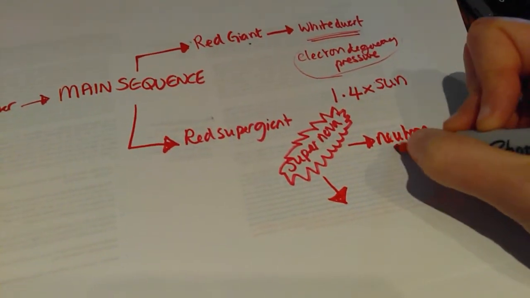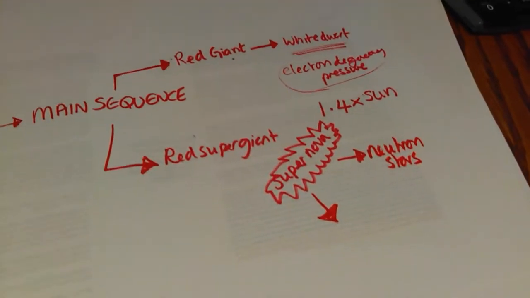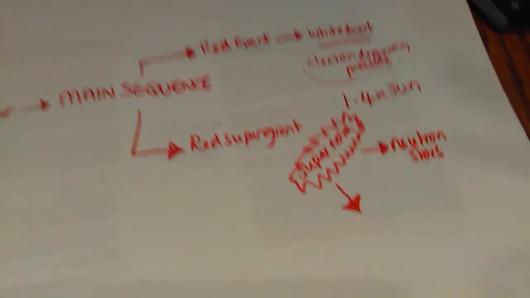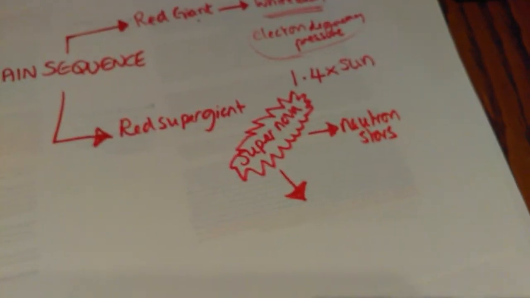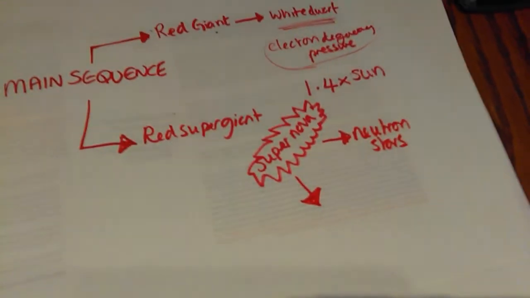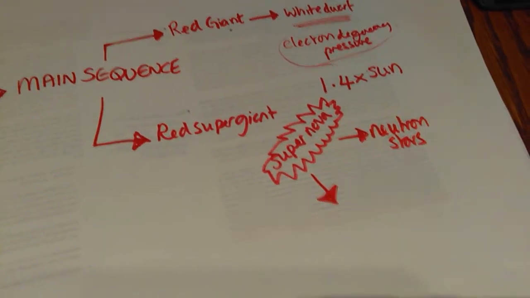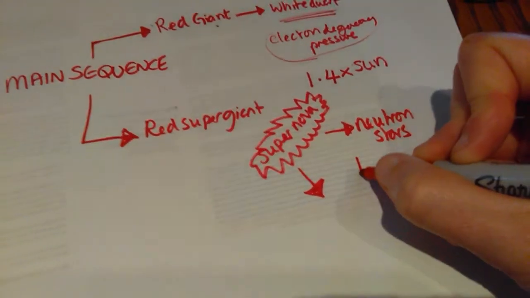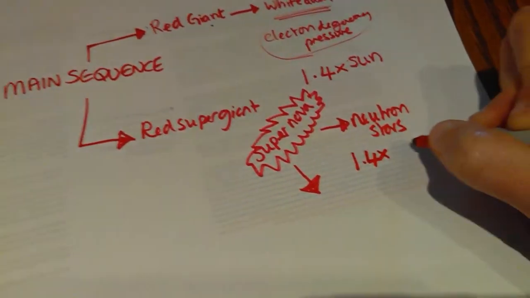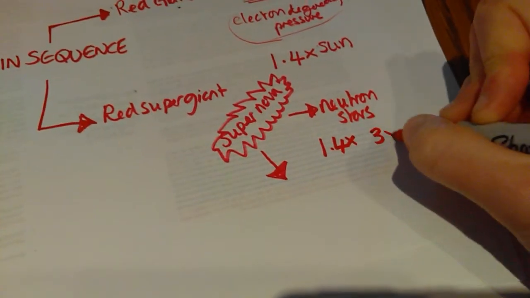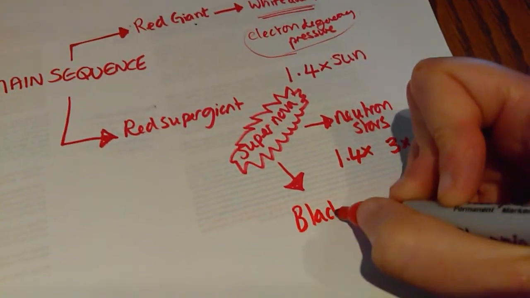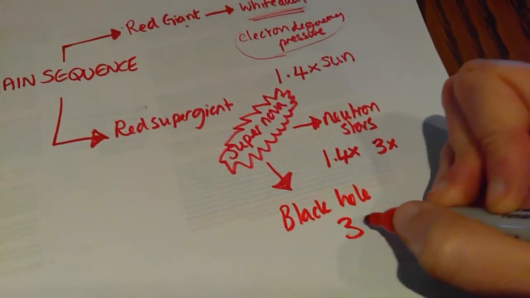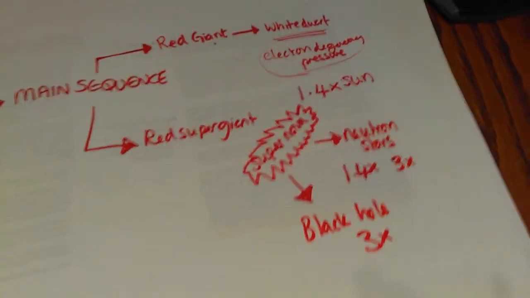They are called neutron stars because electrons combine, get squished into protons, and that forms neutrons and some neutrinos and antimatter as well. That happens for stars that are bigger than 1.4 but less than 3 times the mass of our sun, so you get a neutron star for those ones. The other option is a black hole, which happens when the star is 3 times the mass of our sun or more.